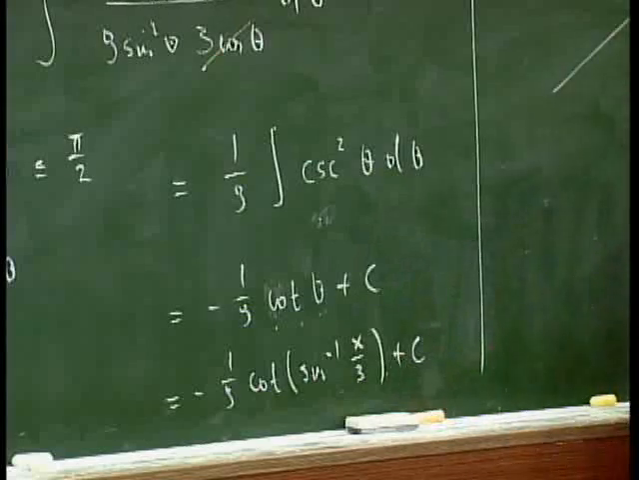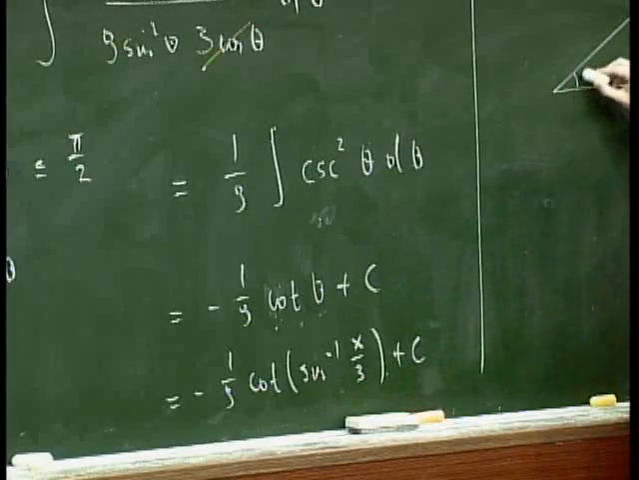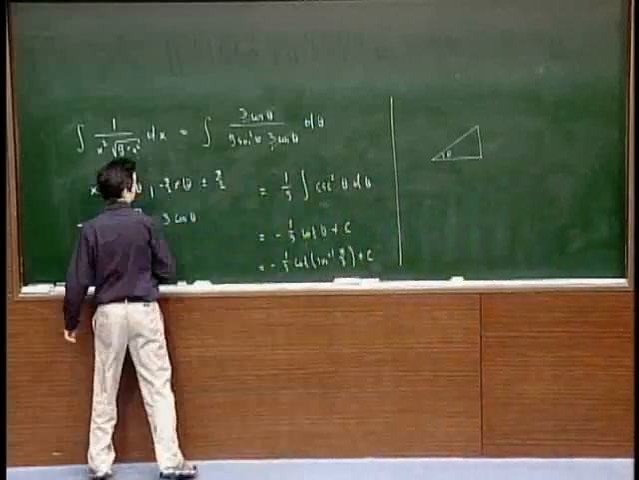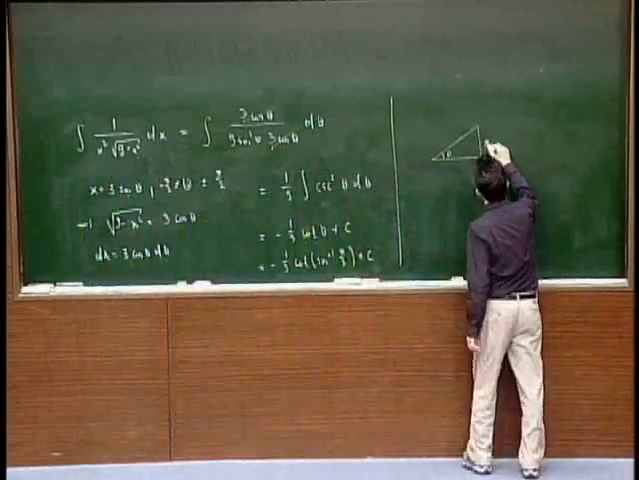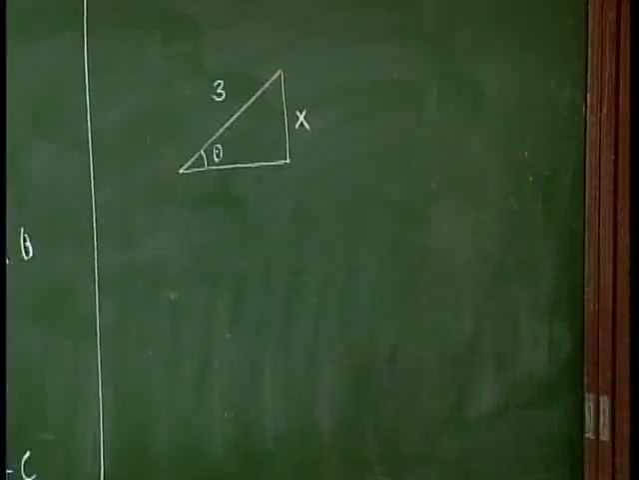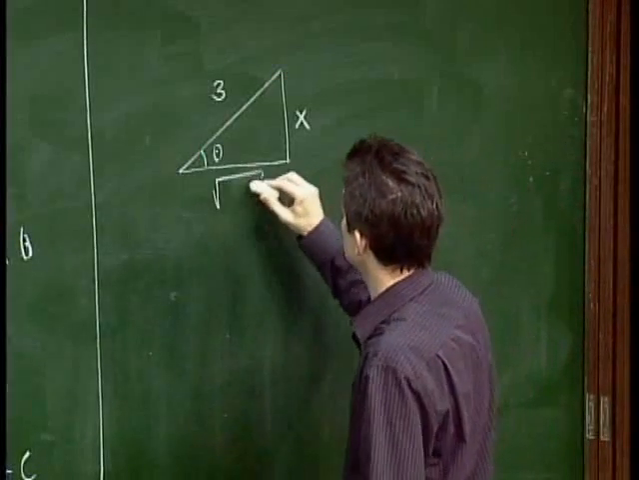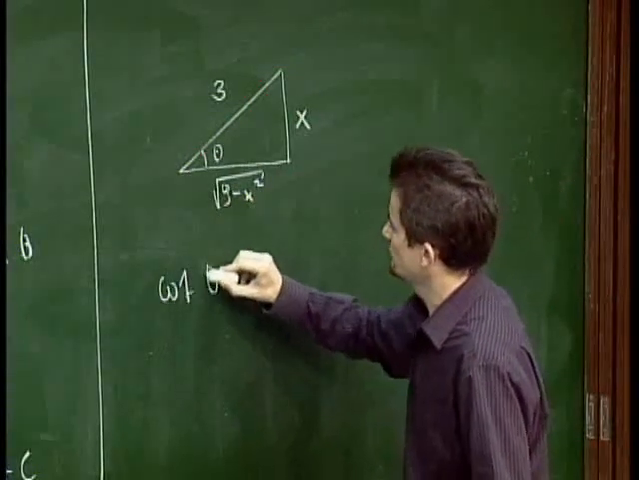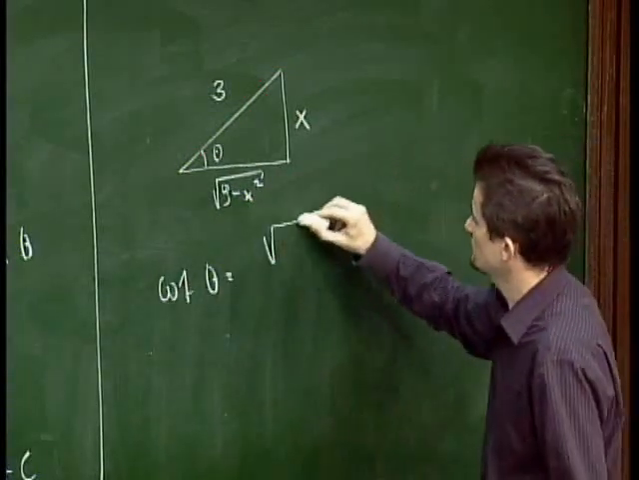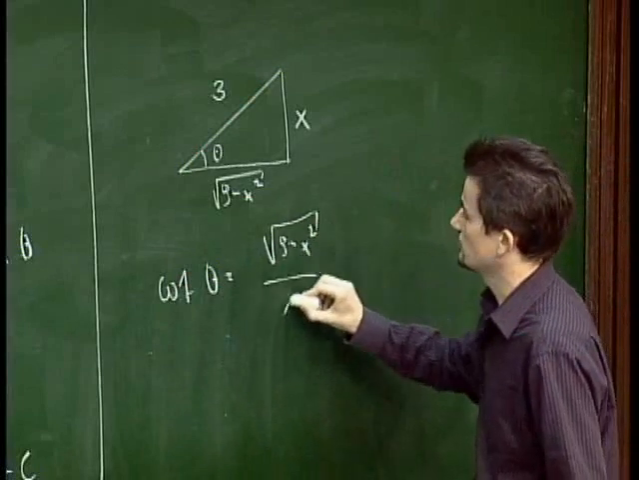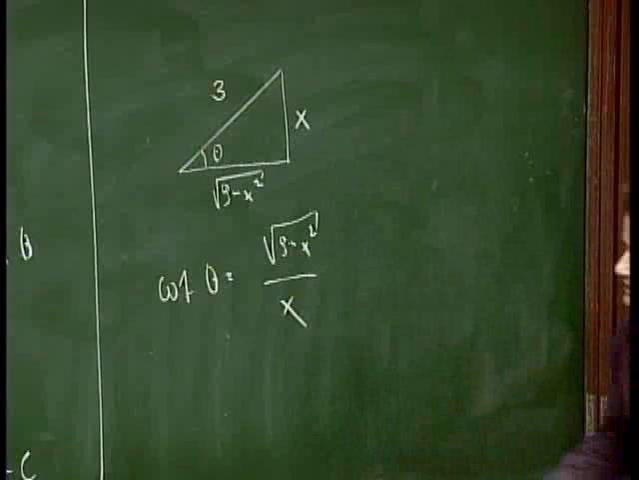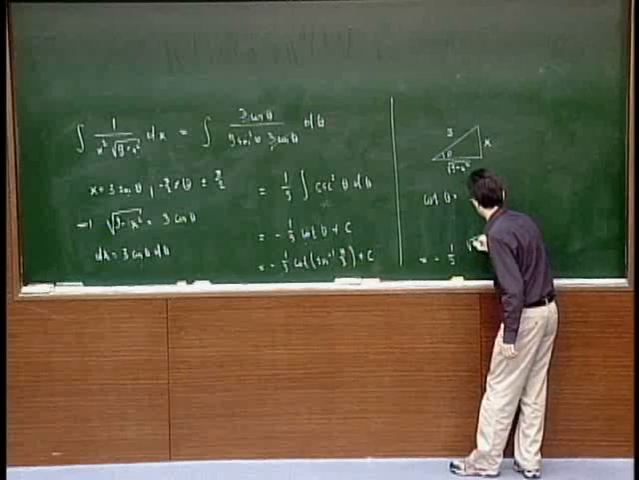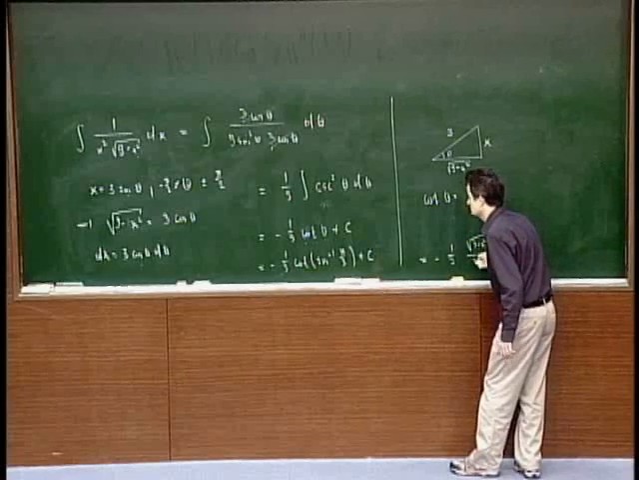So you have here the right triangle, with angle theta. We know that the sine of theta is x over 3, so this side must be x and the hypotenuse must be 3. This means that the remaining length is the square root of 9 minus x squared. So the cotangent of theta is equal to the square root of 9 minus x squared over x. The solution becomes minus 1 over 9 times the square root of 9 minus x squared over x.